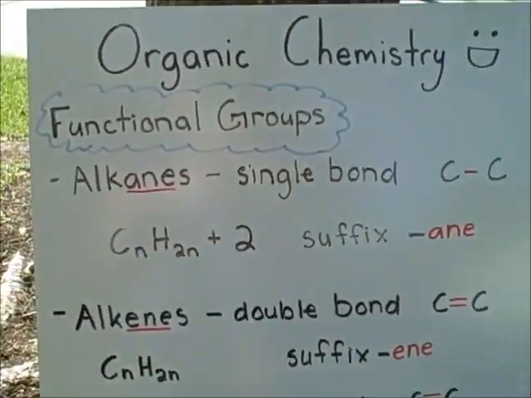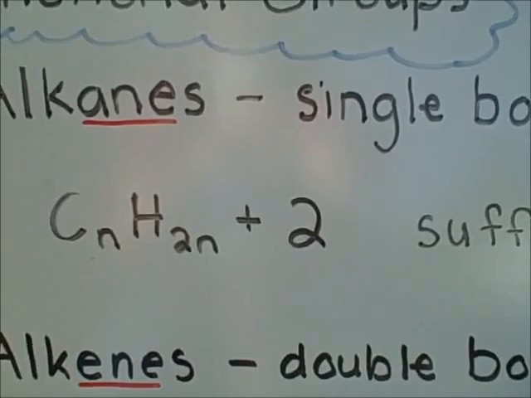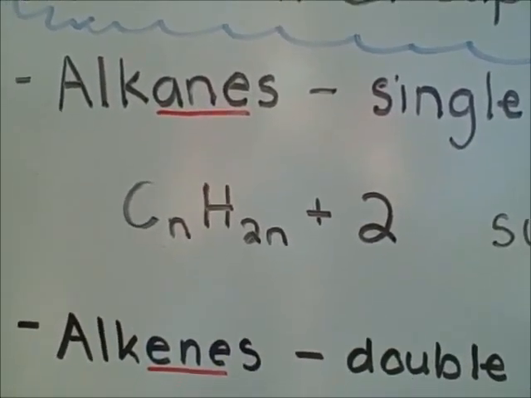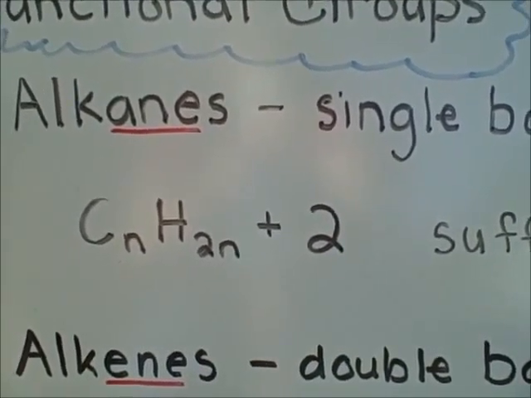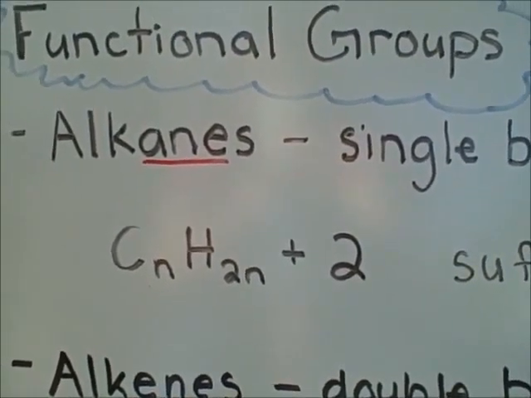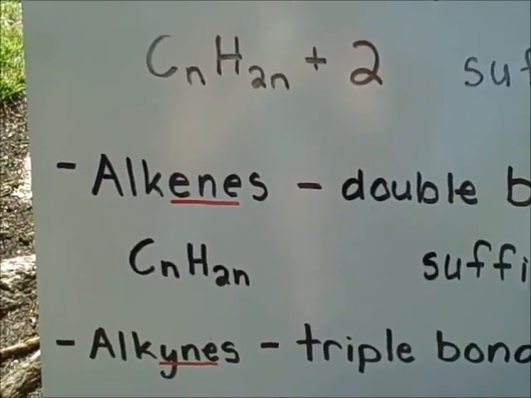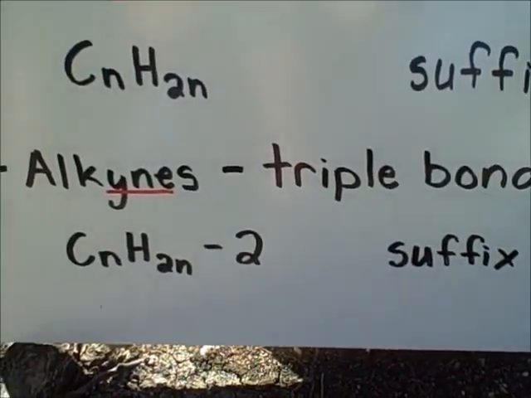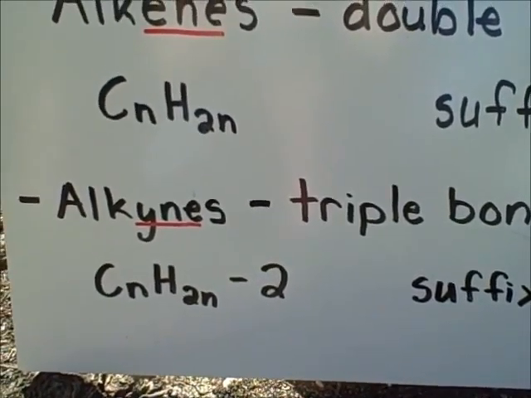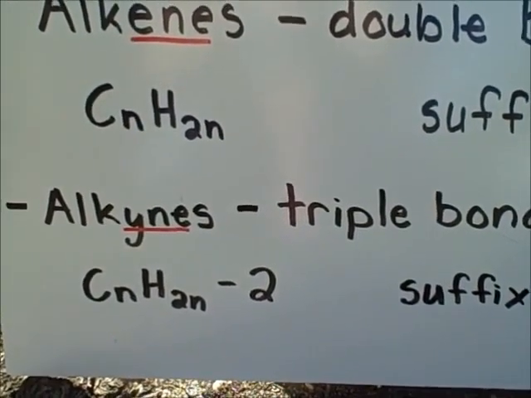And there's some easy formulas to help you figure out how many hydrogens will be in the compound. For alkanes, you just take the number of carbon atoms and multiply it by 2 and add 2 to it. For alkenes, you take the number of carbon atoms and multiply it by 2 to find the hydrogens. And for alkynes, you multiply the carbon number by 2 and then subtract 2 to find the number of hydrogens in it.